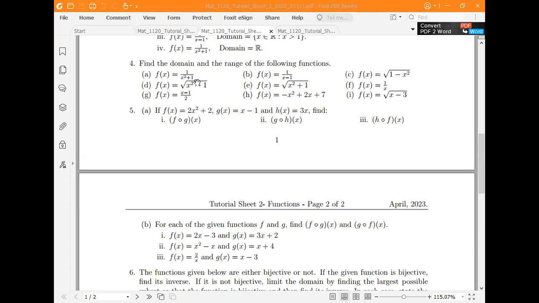For the denominator, you make sure that it is not equal to 0. But if you look at this denominator, it is x squared plus 1. There is no real number that you can square, and when you add the 1, it becomes 0. So you say all real numbers is the domain for A.